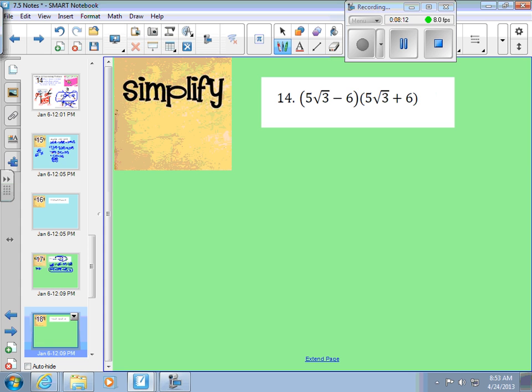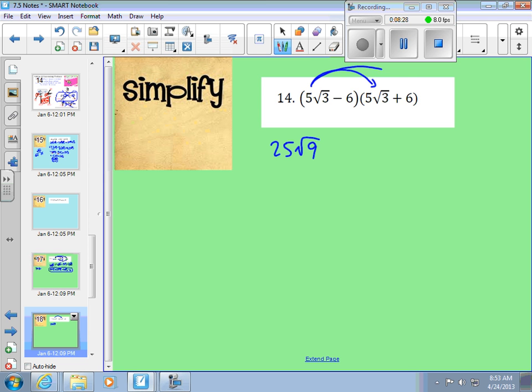Let's look at another one. Let's multiply on this one. So on here, we're going to do the same thing. We're going to multiply. 5 times 5 is going to be 25. Also, we're going to multiply the numbers under the radical. 3 times 3 is 9.